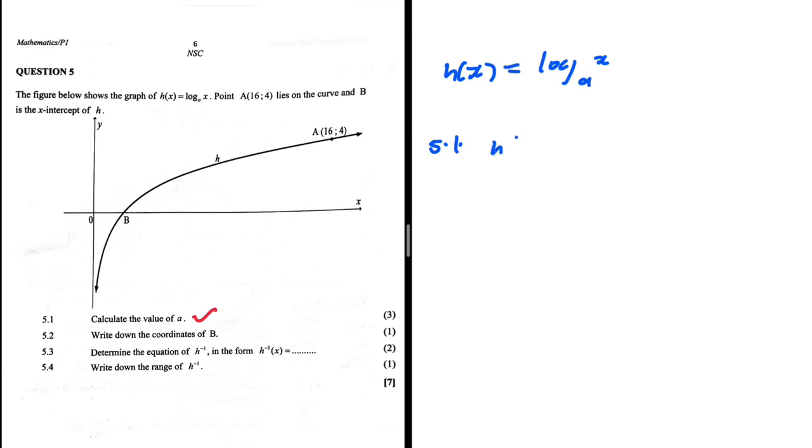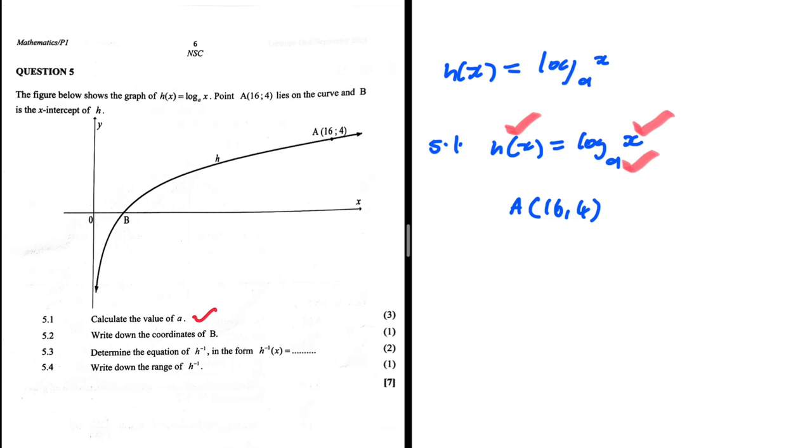So what do we have? h of x is equal to log of x base a. We have three unknown variables here: h of x, which is y, x, and a. So what can we do? We want a. How can we find x and y in order to be able to find a? We can substitute any point which is on the function. We don't know the coordinates of B, we only know the coordinates of A. So we are going to substitute the coordinates of A so that we have a corresponding x and y, and then sub it into h of x.